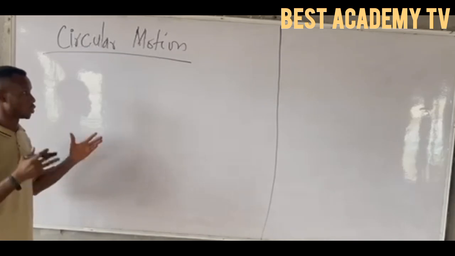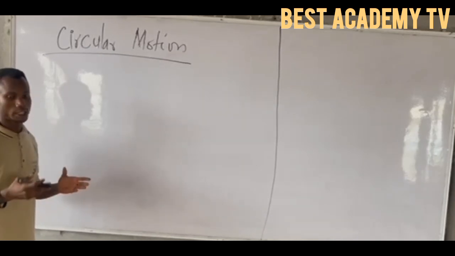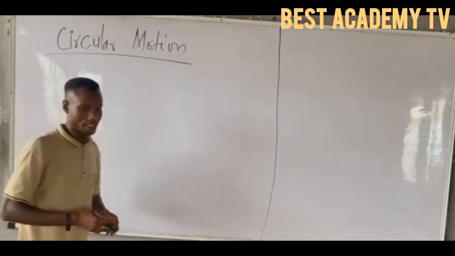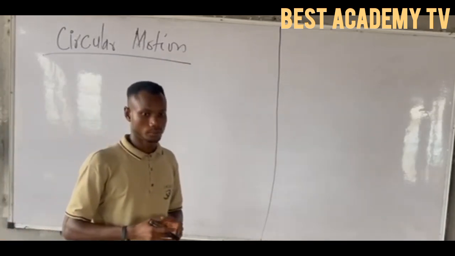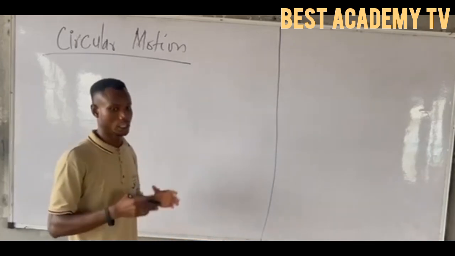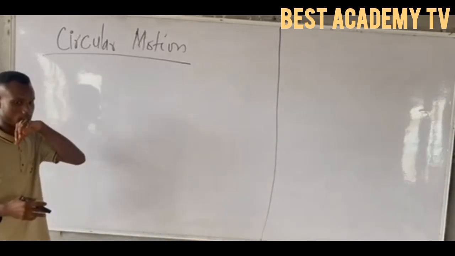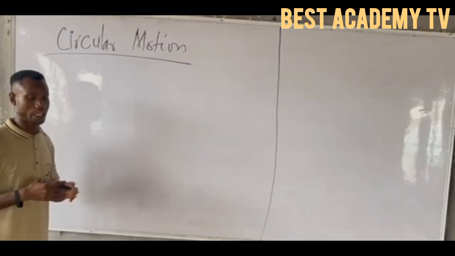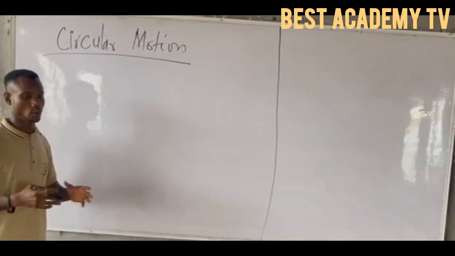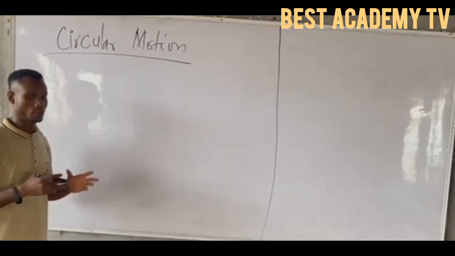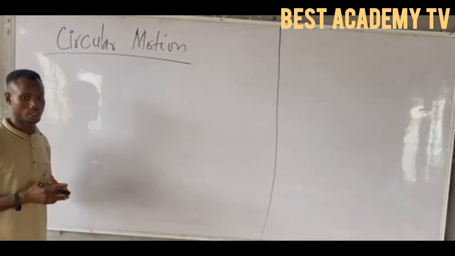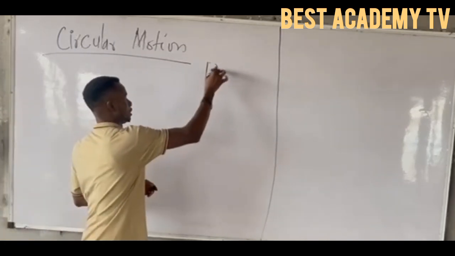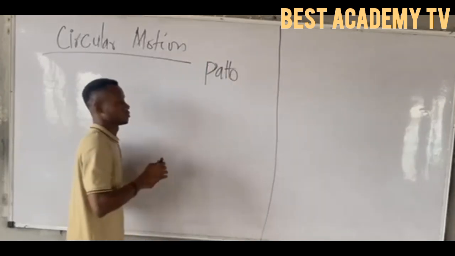Circular motion can be defined as the motion of an object in a circle or circular path. The motion of an object in a circle or circular path.